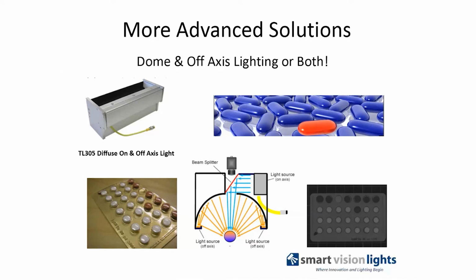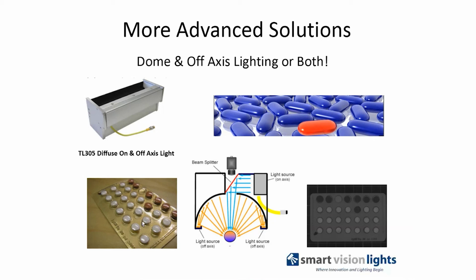One of these solutions that SmartVisionLights offers is what we call a TL305 diffuse on and off axis light. As you can see from the diagram, this is actually a tunnel dome. So though it's wide like a linear light, inside the surface is curved. It's a form of dome light, and we have the light coming off the curved inner surface like any other dome. But inside we also have an on-axis source that is hitting a beam splitter. So this solves the problem.